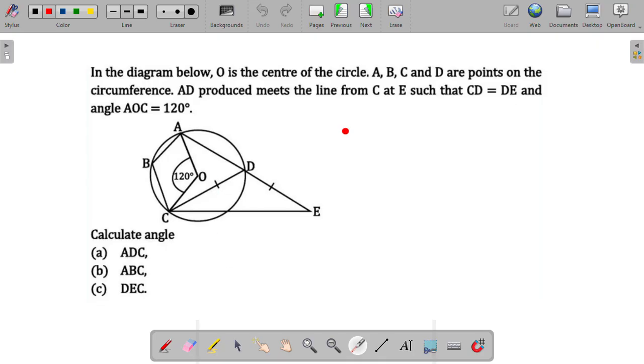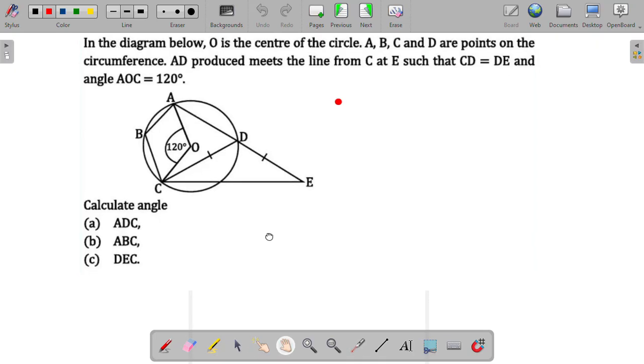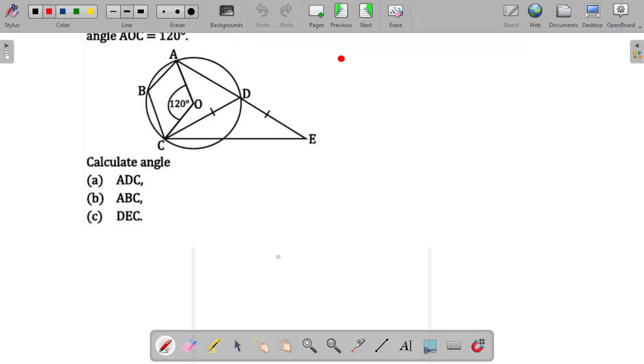Before you start solving such questions on circle properties, you must understand that these calculations are governed by theorems. You must apply those theorems accurately so that you get the full marks. We are told to find ADC. So how do you go about it?